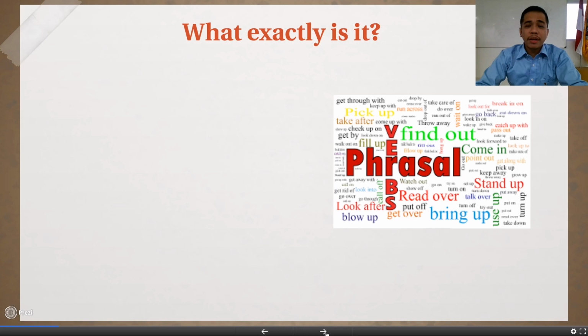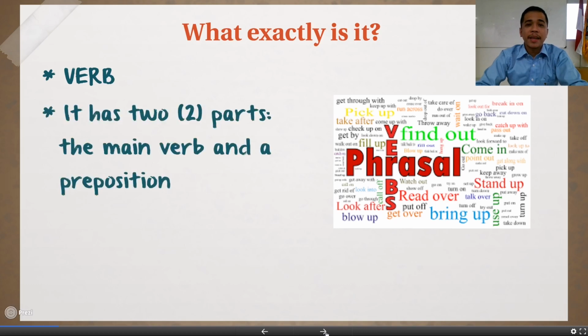Well, for one, it is a phrase, meaning it is a group of words. So we're not just talking about one word here, it's more than one. What exactly is a phrasal verb? It is a verb, meaning it's an action word. And it has two components. We have the main verb plus the preposition. So the main verb as your action word and a preposition.